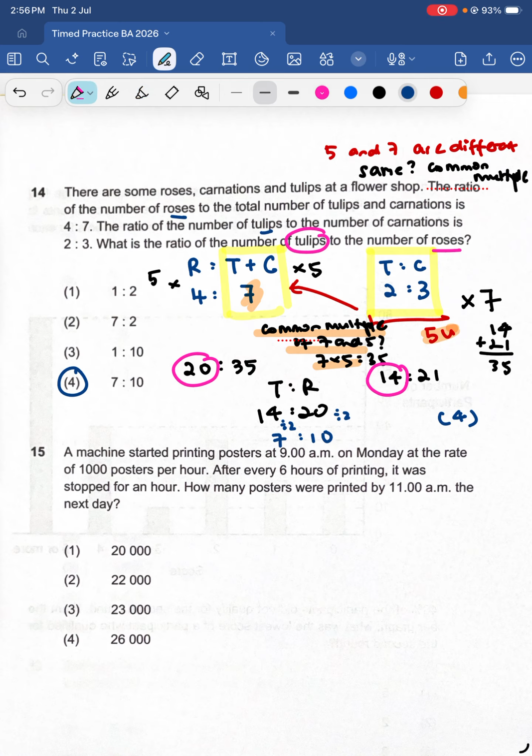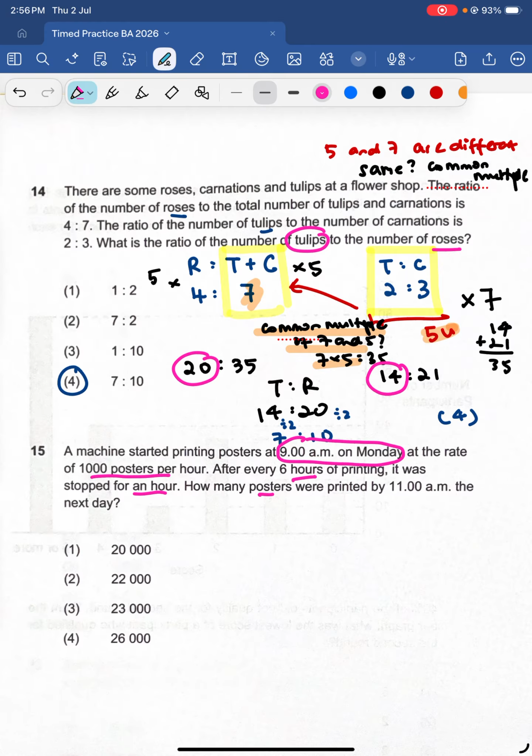Okay, next question. Question 15. A machine started printing posters at 9 a.m. in the morning at a rate of 1,000 posters per hour. After every 6 hours of printing, it was stopped for an hour. How many posters were printed by 11 a.m. the next day? For this question, you will need a timeline.